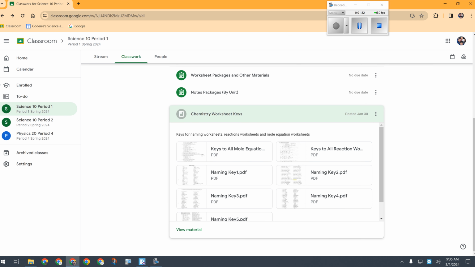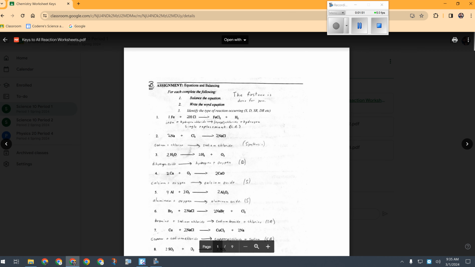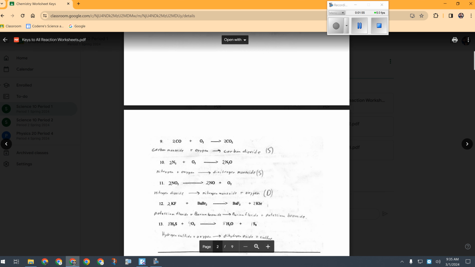There's a whole bunch of naming keys, which we used a long time ago, but there's also one for the mole equation stuff, and there's this one here that is keys to all reaction worksheets. So if you're working on one of these, doing some of the questions that we never have time to do in class, all of the answers are in there. That's the one we worked on last week.